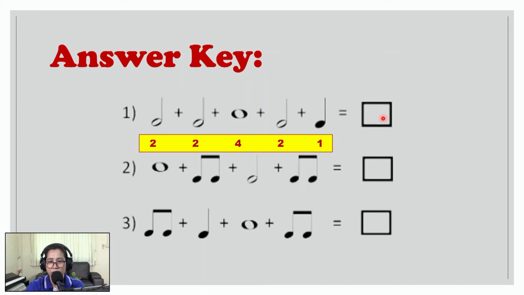5 seconds to reveal your answer. Before I reveal the answer, I give you 5 seconds to voice out your answer, or you can write it down on paper. On your paper, you can write the numbers like this: 2 plus 2 plus 4 plus 2 plus 1 is equal to.